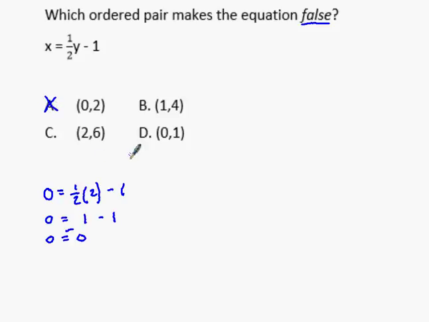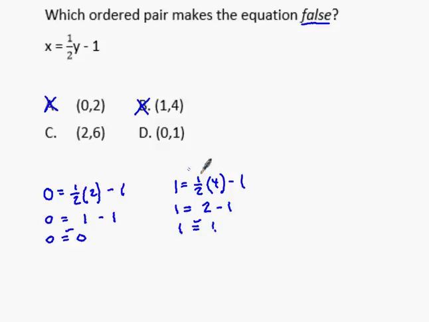All right, let's try B, the ordered pair 1, 4. I'll replace the x with a 1, and I'll replace the y with the 4, and we'll see if that's a true statement. Half of 4 is 2, and 2 minus 1, that's 1. So this one checks out also, so this one's not our answer either.